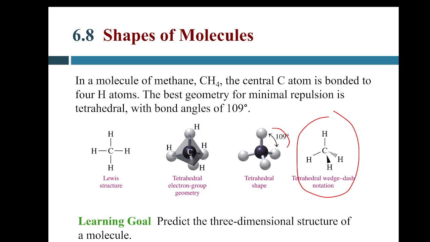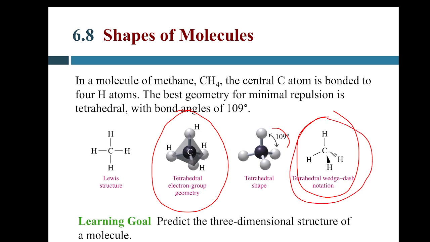This shape is called the tetrahedral shape. You can actually see this is a tetrahedron, and so tetrahedral. And yes, it does look like a pyramid, but you have to remember a pyramid has 4 sides. 3 sides on the top and then 1 on the bottom, right? Very good.